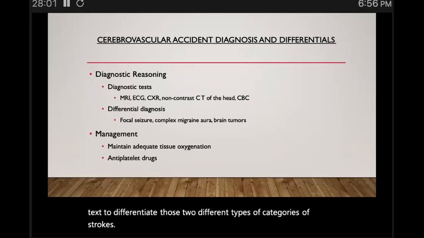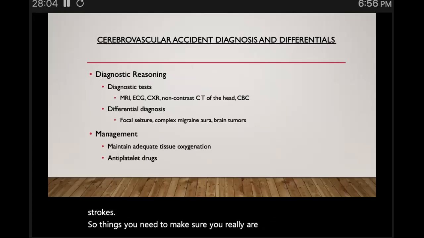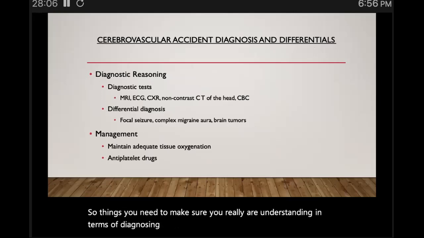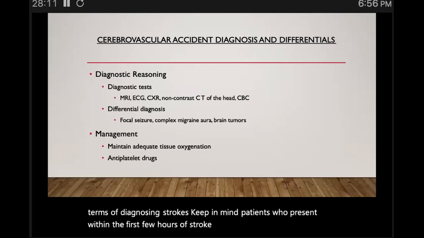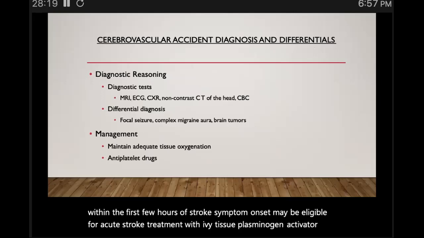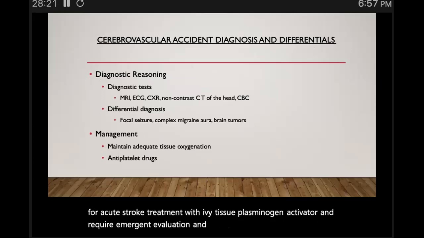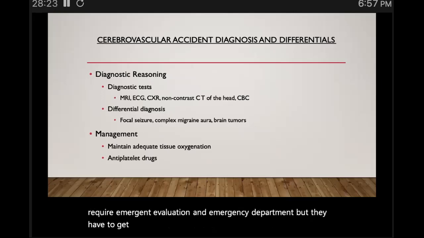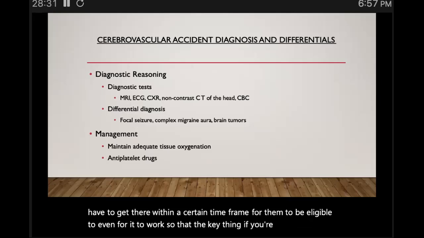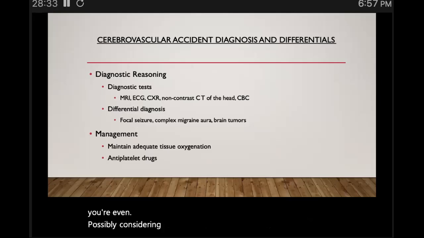So these are things you need to make sure you really are understanding in terms of diagnosing strokes. Keep in mind, patients who present within the first few hours of stroke symptom onset may be eligible for acute stroke treatment with IV tissue plasminogen activator and require emergent evaluation in the emergency department, but they have to get there within a certain time frame for it to work. So the key thing, if you're even possibly considering a patient is having a stroke, get them to the emergency room as soon as possible.